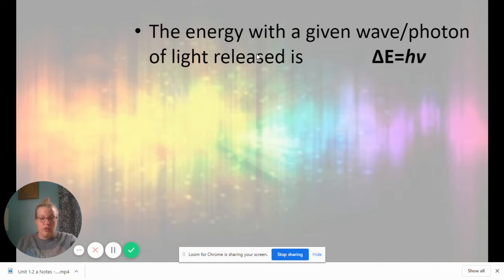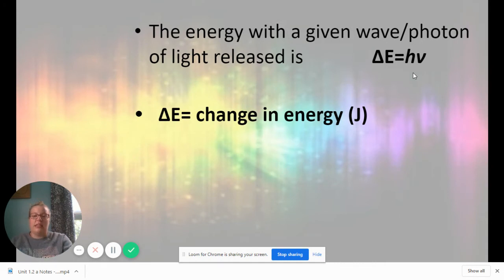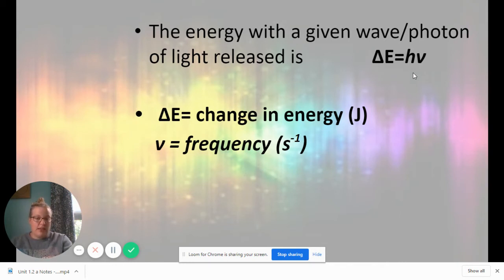Okay, here is the equation you need to know. If you get nothing else, this is what you need to know. The equation for calculating the energy for a given photon, and this is for one photon, is delta E, your change in energy, is equal to h times nu, and that's the same nu that we had in our previous lecture. Again, delta E is the change in energy. Nu is the frequency, and that is measured in seconds to the -1 or hertz. I prefer seconds to the -1 here.